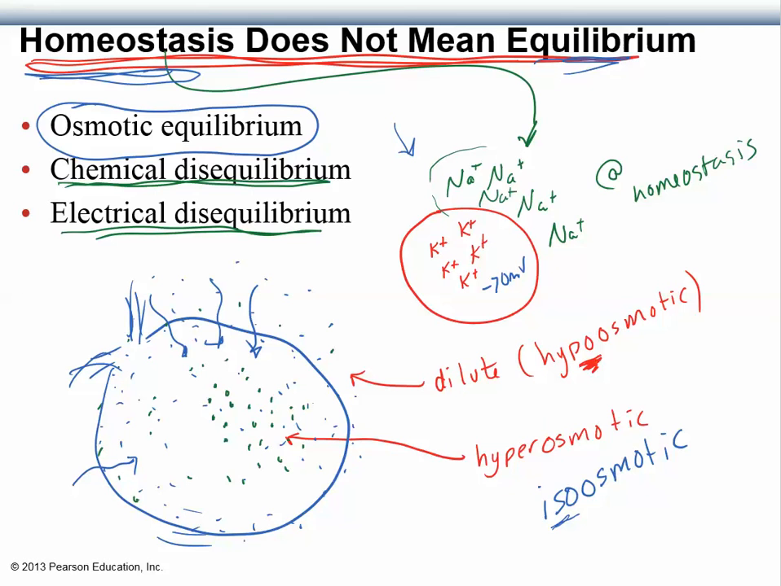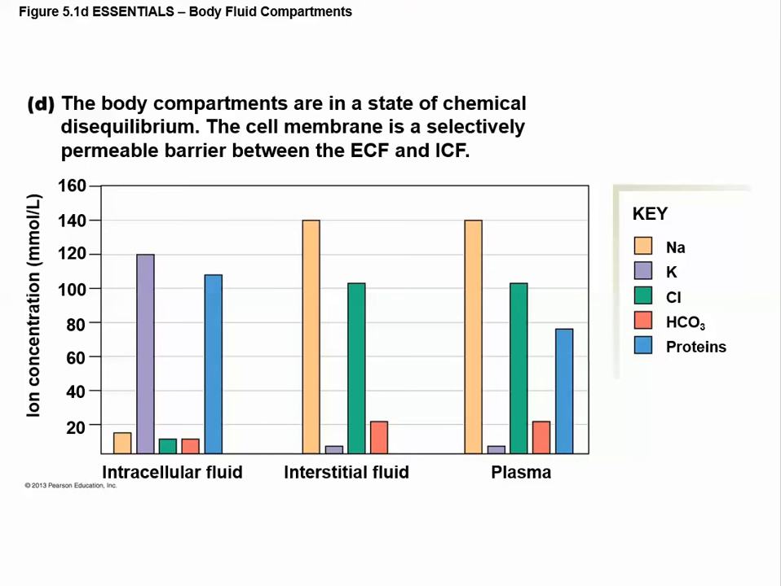I hope this makes sense, and I'll go over it again. So if we look at the concentration, body compartments are in a state of chemical disequilibrium. We mentioned that, and we see here in the intracellular fluid a whole lot of potassium. The potassium levels are very high here. We also see that there are a lot of proteins inside the cell. But if we look outside the cell at the interstitial fluid, we have a lot of sodium, as we've already mentioned, and we also have a lot of chloride on the outside of the cell.